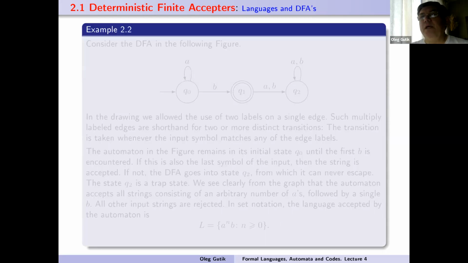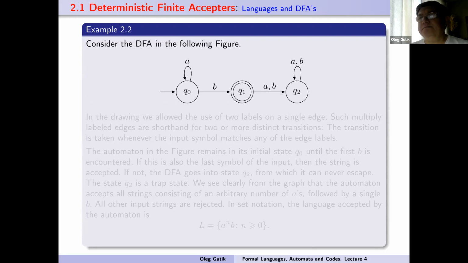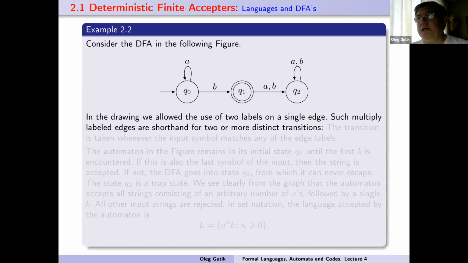Example. Consider the deterministic finite acceptor in the following figure. In the drawing, we allow the use of two labels on a single edge. Such multiply labeled edges are shorthand for two or more distinct transitions. The transition is taken whenever the input symbol matches any of the edge labels.